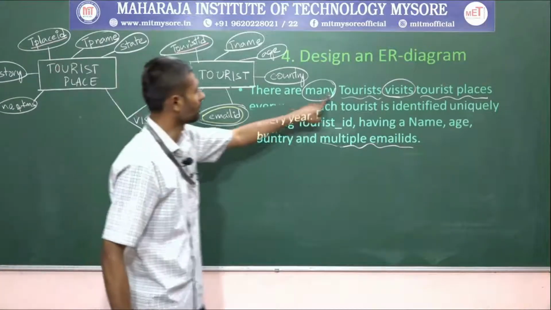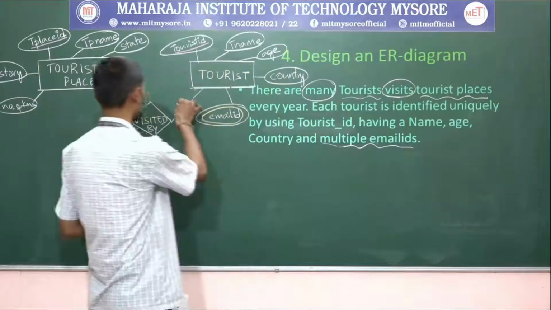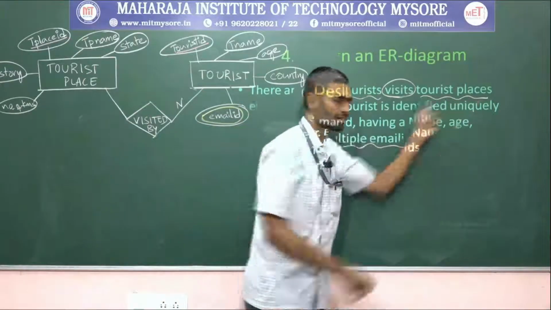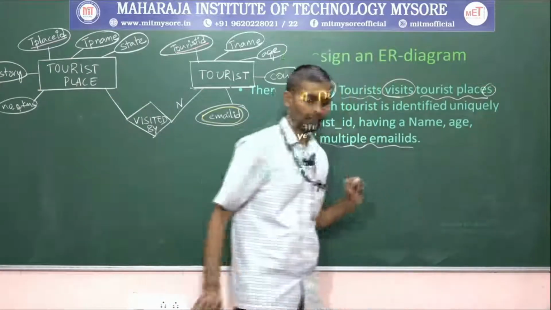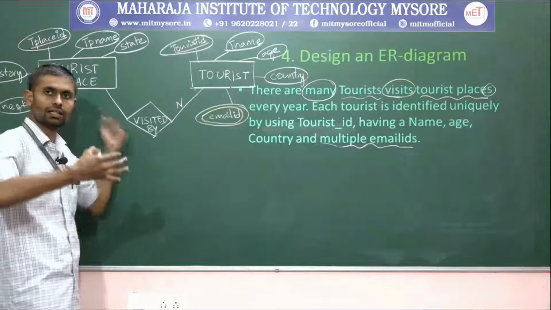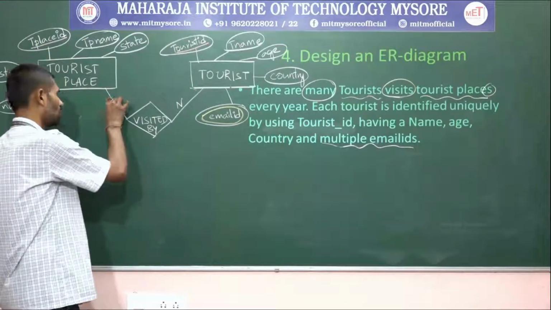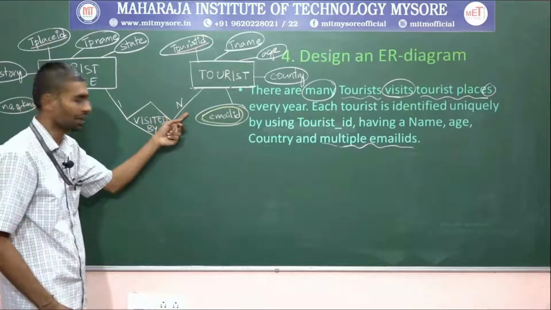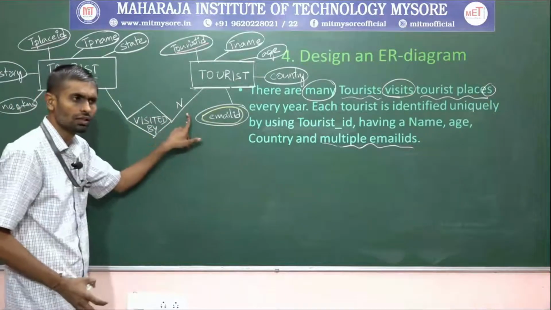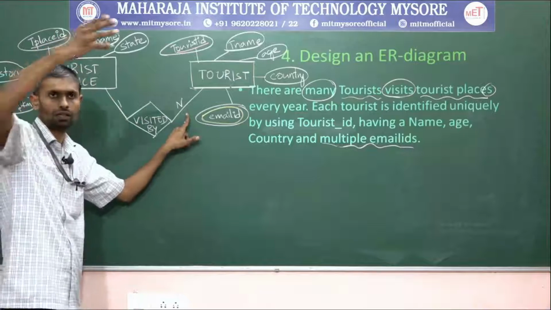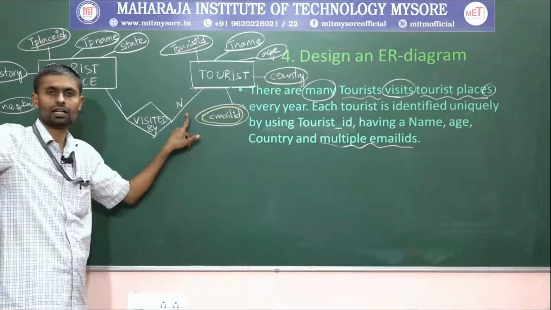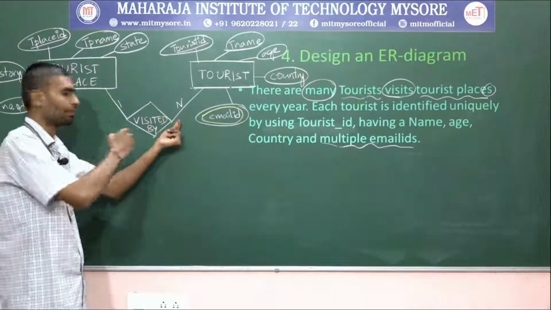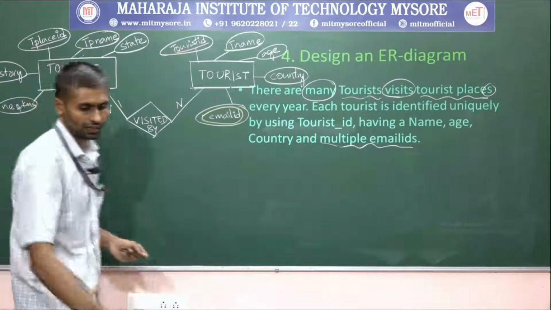And one more, what are they saying? Many tourists. Oh, many means what? Many tourists visit tourist places. Again, what does it indicate? Many tourists might visit Mysore. So one tourist place can be visited by many tourists. And one more, a tourist can visit Mysore, then Srirangapatna, like that. There are many tourist places. A single tourist can visit many places. This is also true.